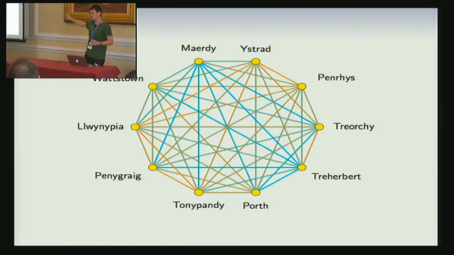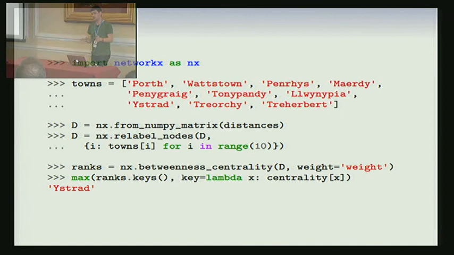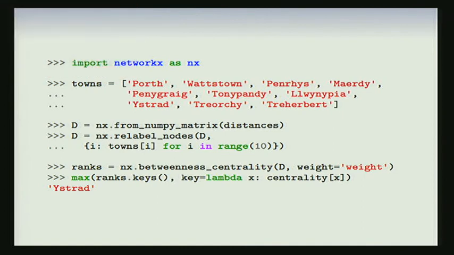But can I do this in a more rigorous way rather than just looking at colours? Well, yeah, there's a library for that. It's called NetworkX. NetworkX is how we handle graphs and networks. So here I can create a network object D from my matrix of distances. I'm going to relabel the nodes as the towns so it is easier to read off. And then once I've got our network object, I want to decide what's the most central node, what's the best place to put my hospital.